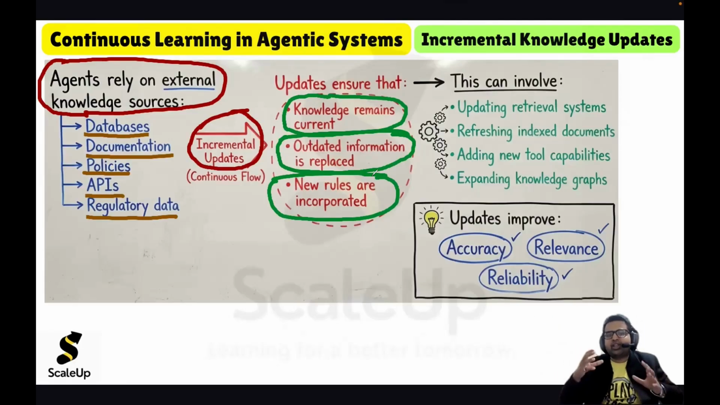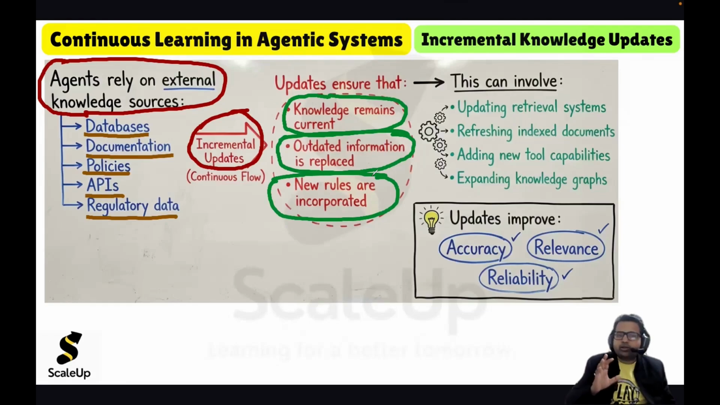Let us suppose you are making an agentic AI application which uses several databases. We have to incrementally keep on updating those databases. Documentation, policies, APIs, regulatory data. We should keep on updating those knowledge sources. So that is the incremental knowledge updates.